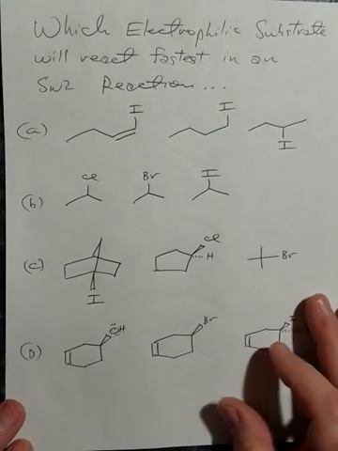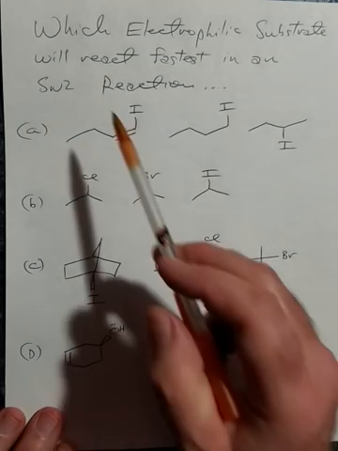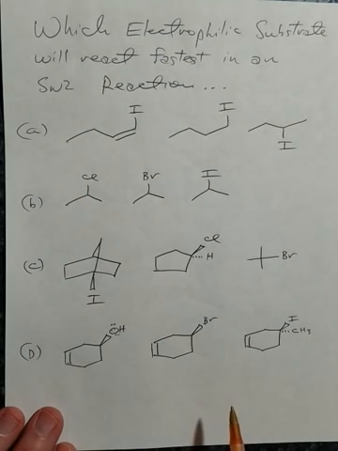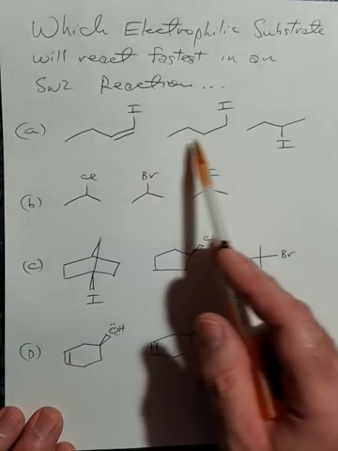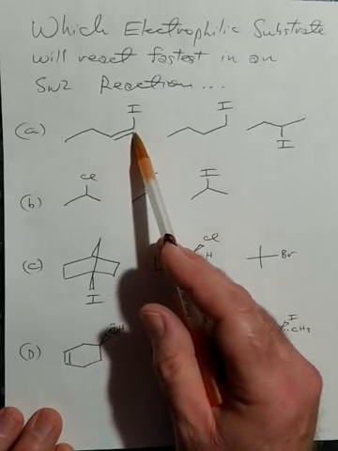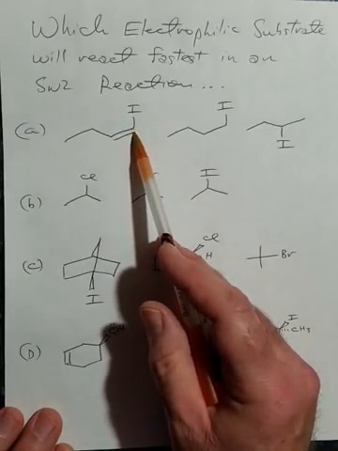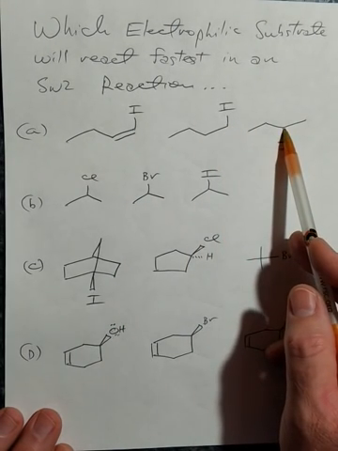Let's wrap this up by looking at a couple of different electrophilic substrates and ask the question, which will react fastest in an SN2 reaction? So part A, we've got 3 substrates we're going to compare. This is a primary substrate. The carbon that is attached to the leaving group is primary. This is a primary substrate. This is a secondary substrate.